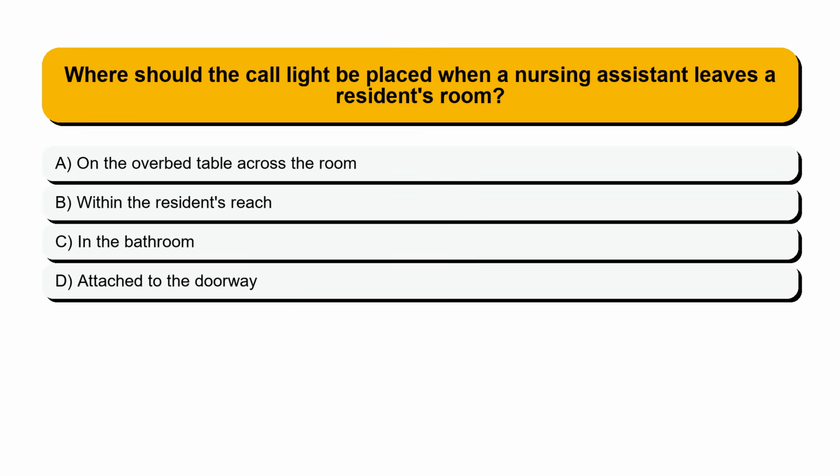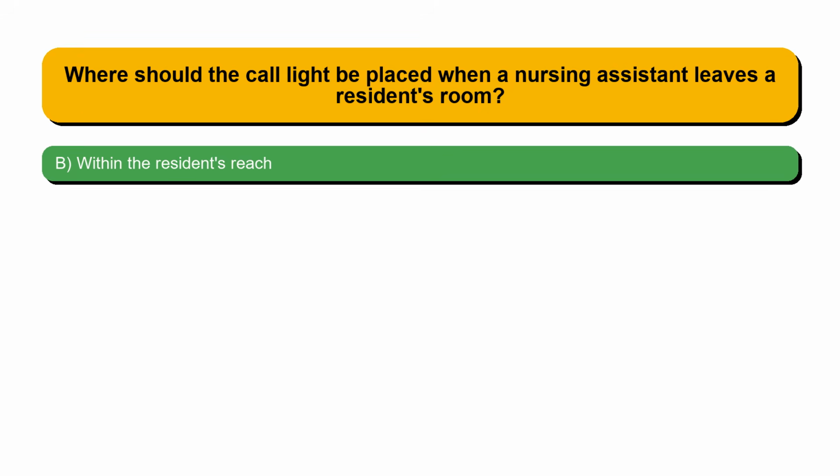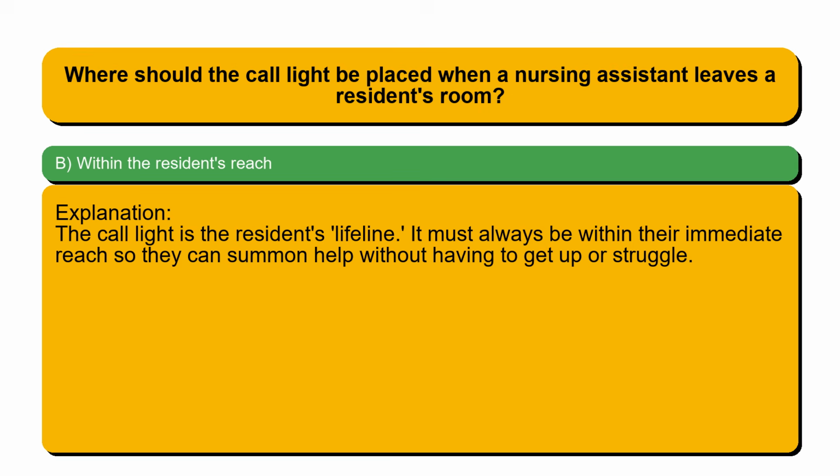Question 54. Where should the call light be placed when a nursing assistant leaves a resident's room? Option A. On the overbed table across the room. Option B. Within the resident's reach. Option C. In the bathroom. Option D. Attached to the doorway. The correct answer is option B. Within the resident's reach. The call light is the resident's lifeline. It must always be within their immediate reach so they can summon help without having to get up or struggle.